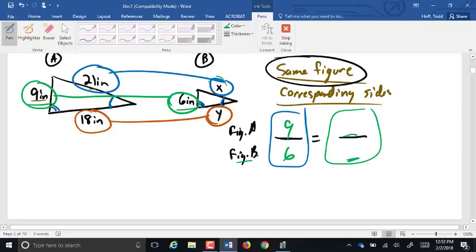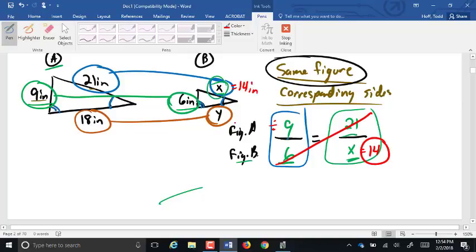Let's say I want to find X. Is X going to go on top or bottom? On bottom, because it's from figure B. It's from the same figure as the 6. And what goes above it has to be from figure A, and it has to be the corresponding side for X. So figure A, and what corresponds to X? 21. So we cross multiply. 6 times 21 divided by 9 makes X 14.